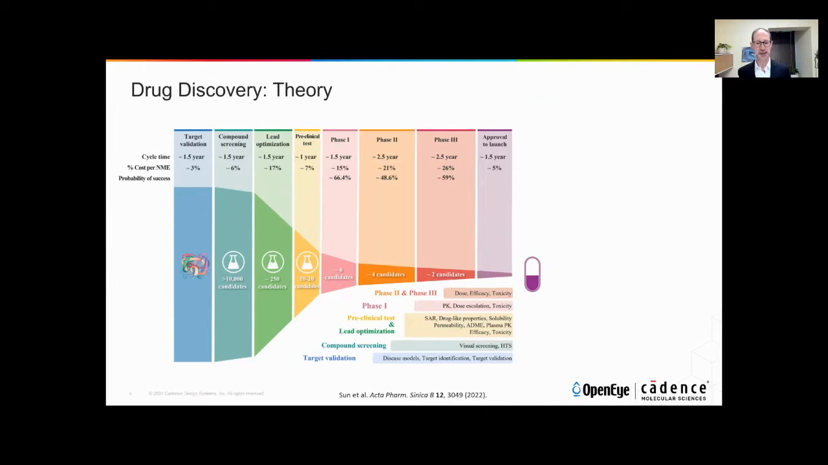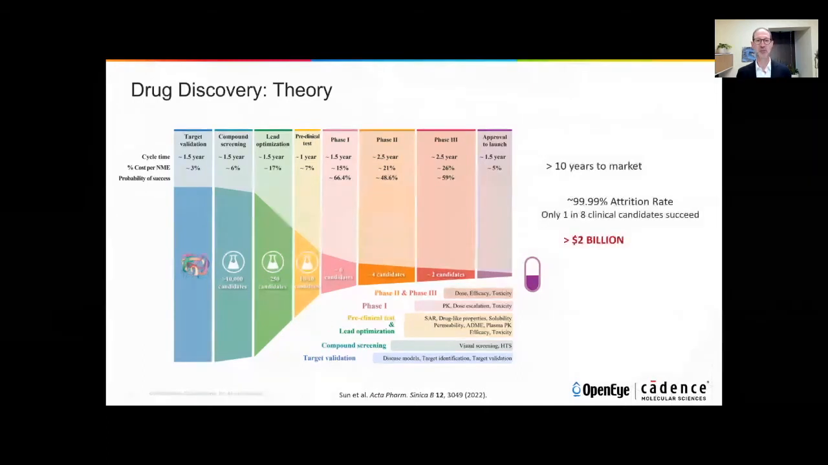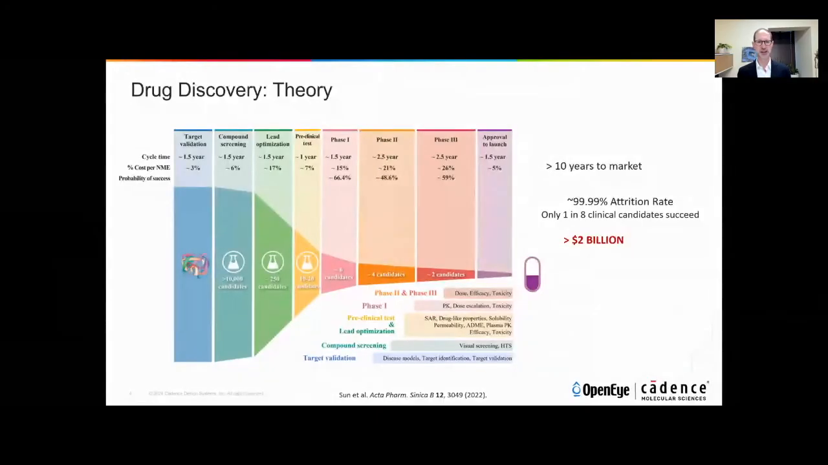As you can see simply by inspection, this is a very long process. 10 years, it's very expensive, well over $2.5 billion for the average drug, and it's extremely risky. 10,000 molecules going in to guarantee one drug emerging at the other end. I can't think of another business where you'd be in business if 99.99% of all your ideas fail.